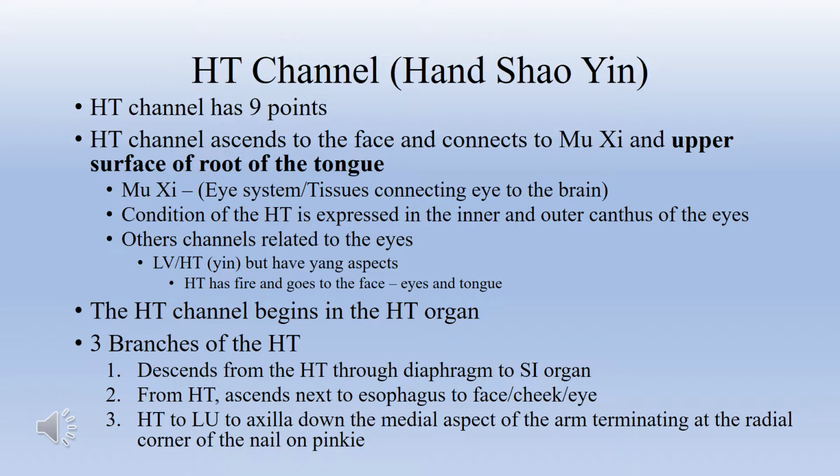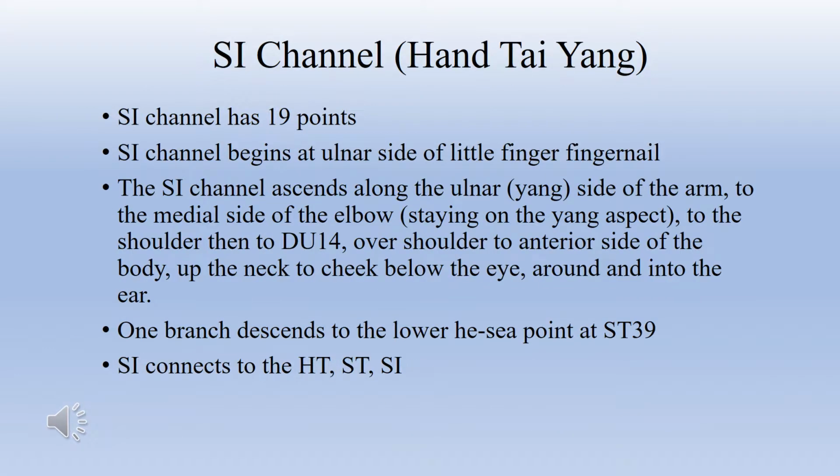The heart channel begins in the heart organ. There are 3 branches of the heart. 1 descends from the heart through the diaphragm to the SI organ. 2 from the heart ascends next to the esophagus to the face, cheek, and eye. 3 from the heart to the lung, to the axilla, down the medial aspect of the arm, terminating at the radial corner of the nail on the pinky.